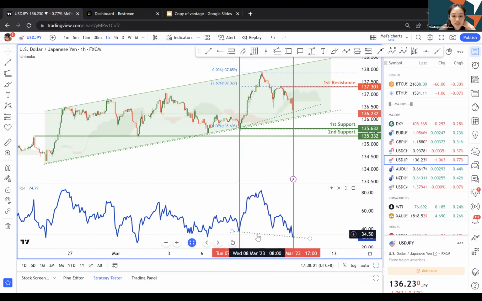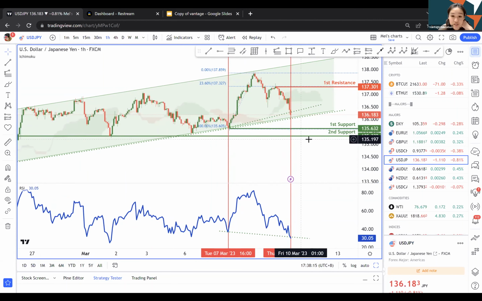So what does this indicate? Once again, it's a bearish divergence, which could indicate that price can break out of our ascending trend channel and trend line. But to be extra safe, I will wait for it to fully break out of the trend channel before going in for the sell, towards our first support.